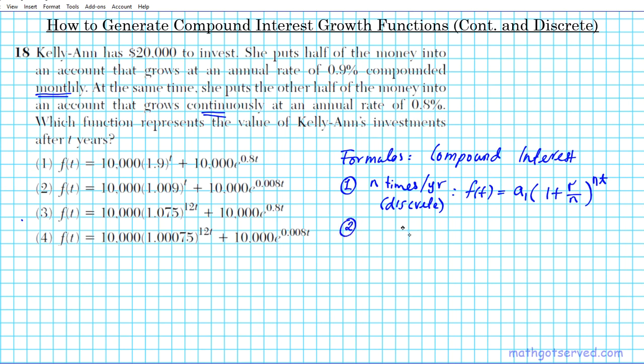The continuous model, what does that look like? For the continuous model, we have f of t equals the initial amount A1 times e raised to the nt. Bam. All right? So that's what we have.